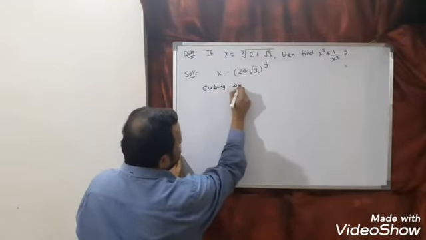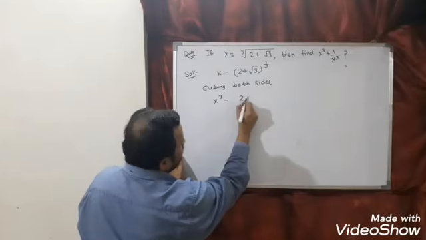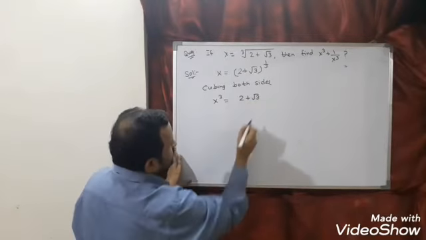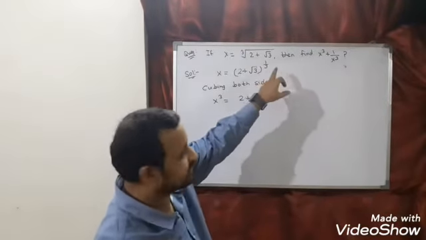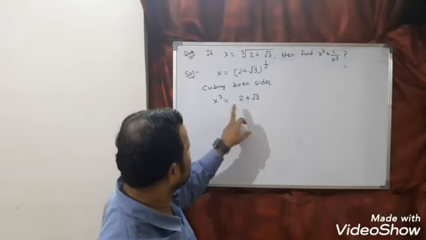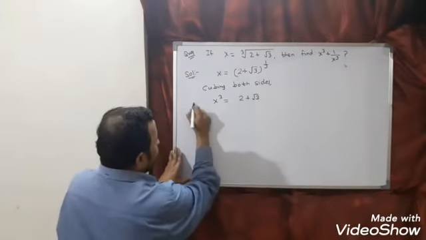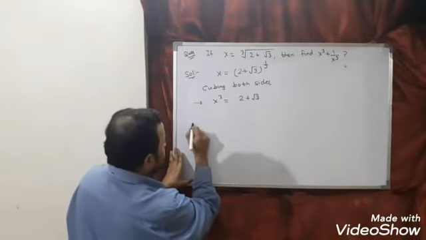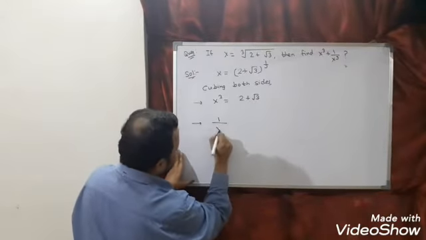So do cubing, what will you get? You will get x cube is equal to 2 plus root 3. When you do cubing, the 3 will get cancelled. Finally you will get this, so this is x cube. Now next is 1 by x cube. So calculate: 1 by x cube is equal to 1 by 2 plus root 3.